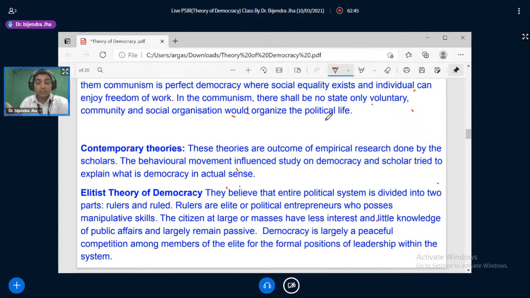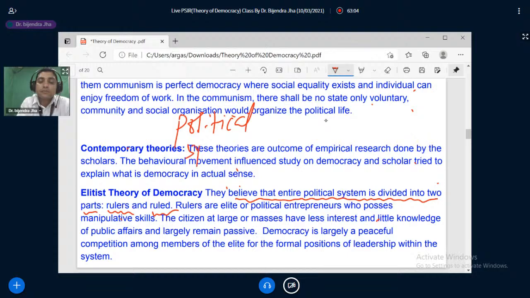Now, see, the elitist theory of democracy believes that the entire political system is divided in two parts: rulers and ruled. Right? So, the political system is divided into ruler and ruled.